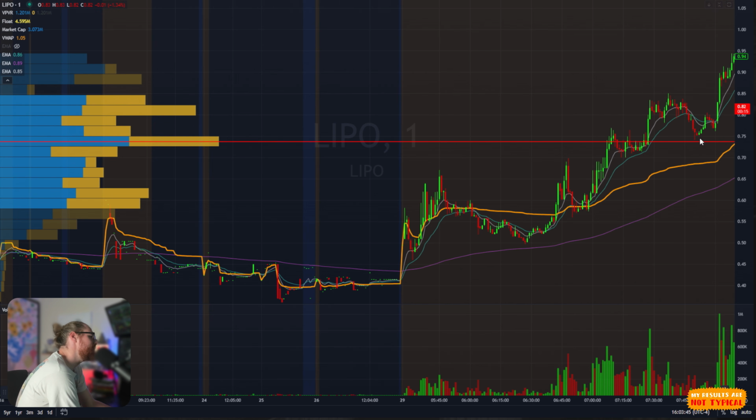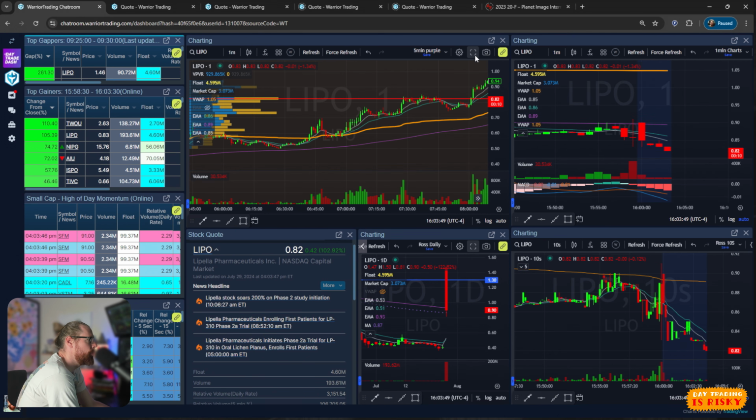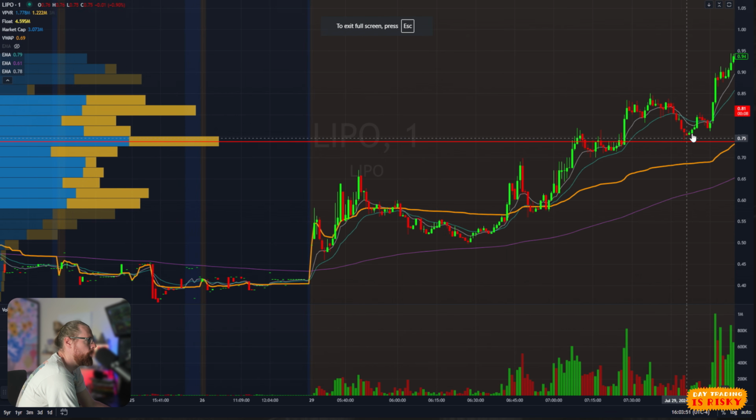This is one of the first really good examples of the volume profile showing an area of support right here, right? Look at that. So this was an area that was a battle.